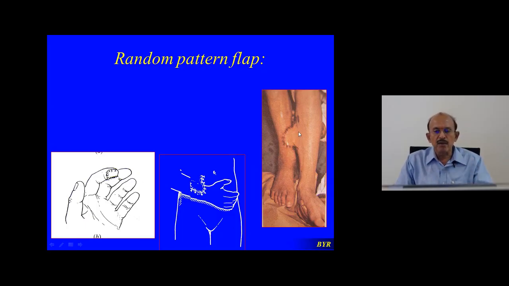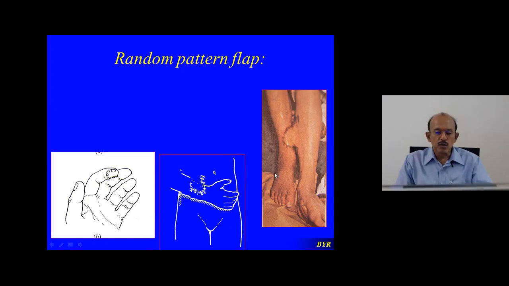What you do in this random pattern flap, you take the flap from the adjacent leg, the other leg, the counter leg. You take a flap like this, and the base is 2 times the length. This is the length and this is the breadth. So you construct a flap and you switch this flap to this wound. Then you apply PVP plaster for both these legs. So both these legs must be immobilized for this flap to get attached here.